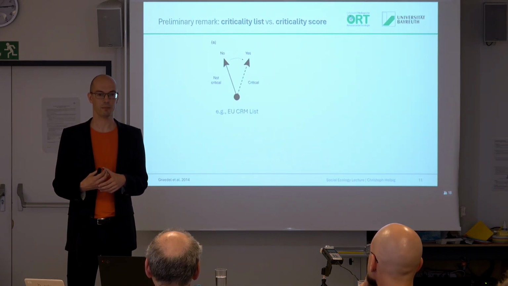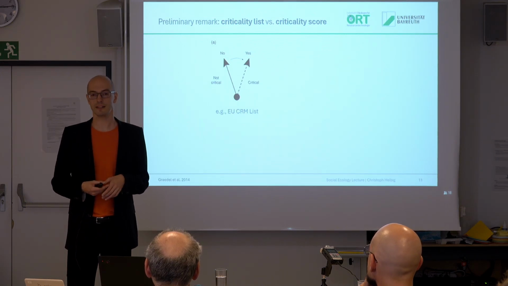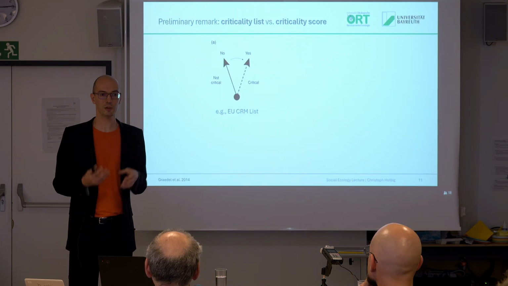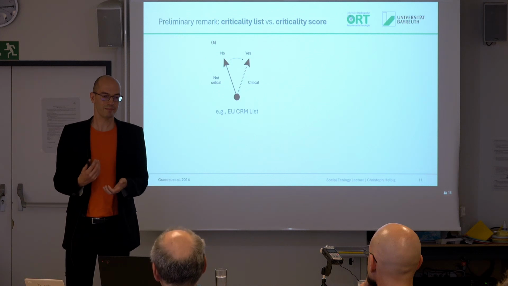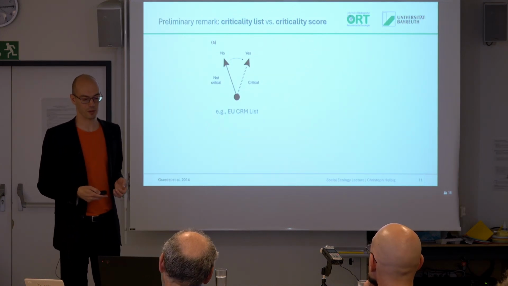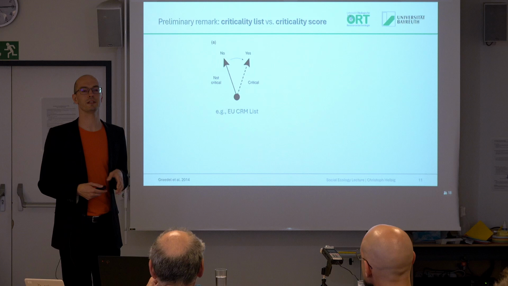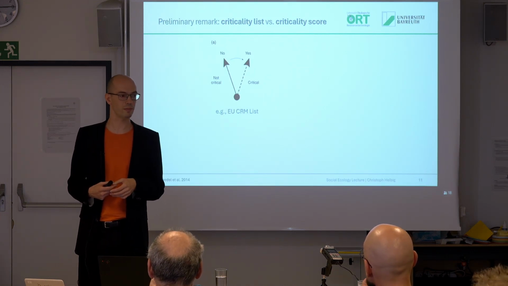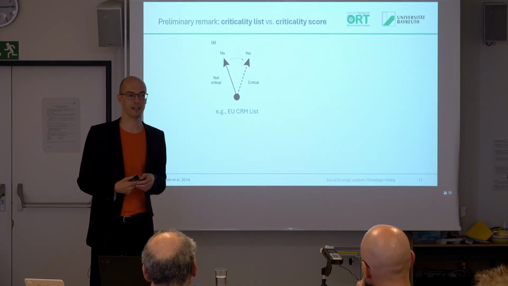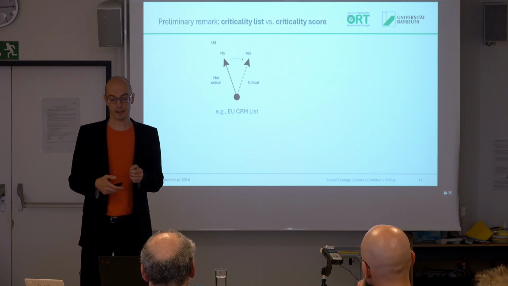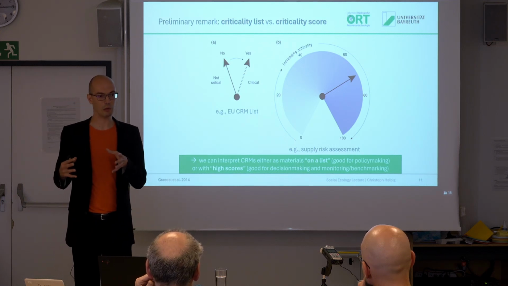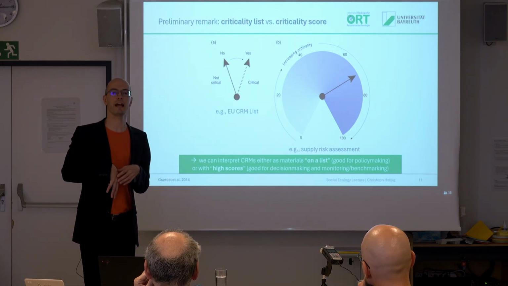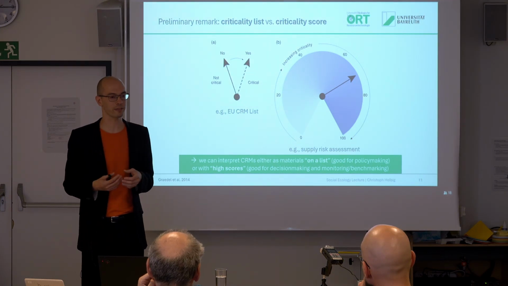But it's not very good if you want to measure progress, or make decision support, what you can do or how to improve something, because if you're still on the list after your measure, what have you gotten? So therefore, these lists are very often on a policy level. EU criticality lists, US criticality lists, etc. But there also exists this other perspective that critical raw materials have an aspect or a grade of criticality.